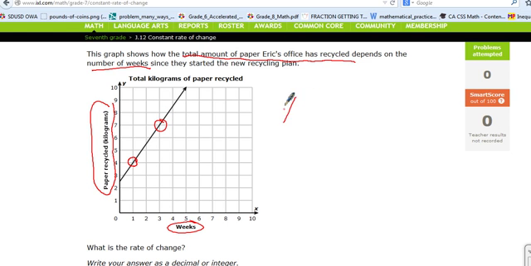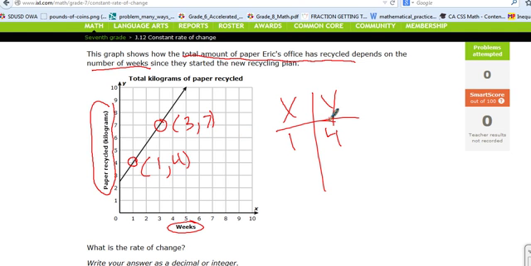Now, just like how we did it yesterday, with our x and y table, we're just going to put the points here. So this point is going to be 1, 4, and this point is going to be 3, 7. Now I'm just going to put these points here: 1, 4, and 3, 7. Just like yesterday, we were doing the rise over the run. I'm going to do the same thing.